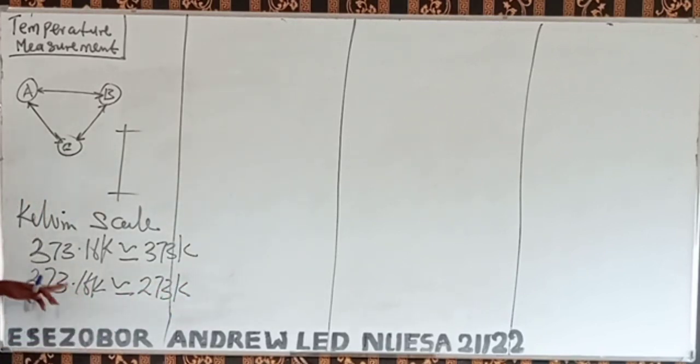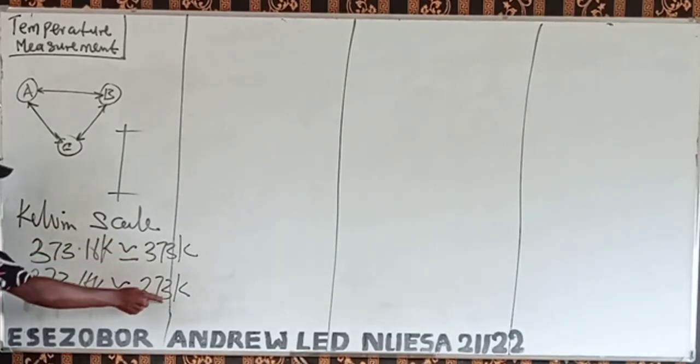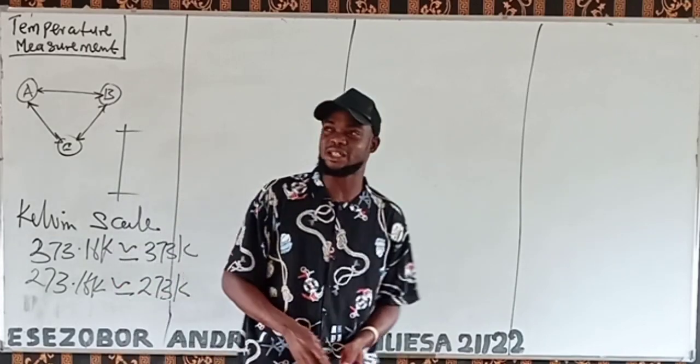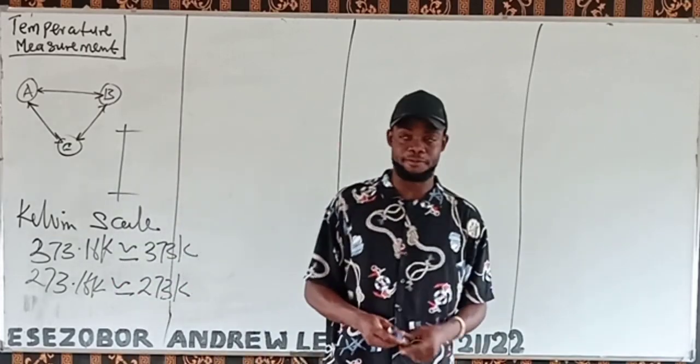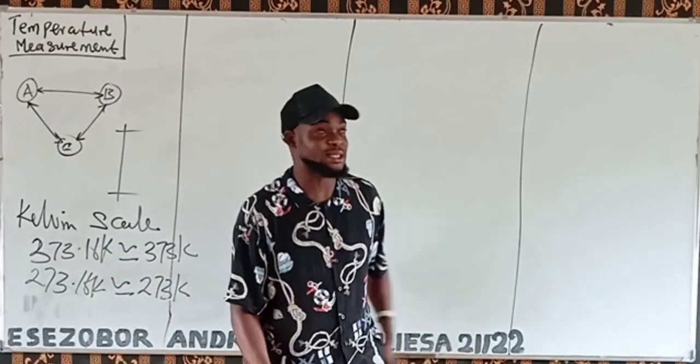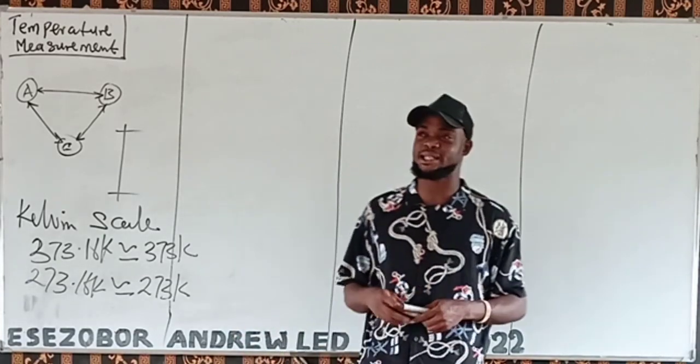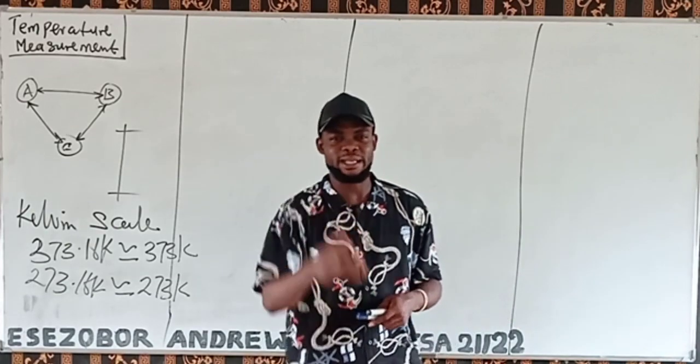But some can write 273.12, 0.15, 0.13, and so on. But the approximate value is still 273 Kelvin. That's the approximate value. So this is the lower fixed point of the Kelvin scale. What is the upper fixed point of the Kelvin scale? Then we also have another scale, the ideal gas scale. Now, what is this ideal gas scale?